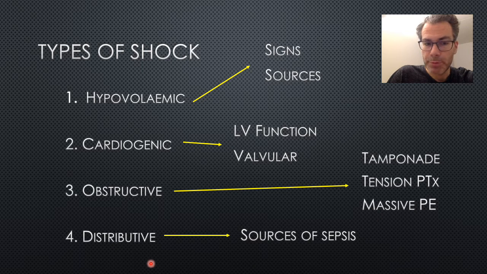In terms of distributive shock, there are two types of distributive shock, septic and anaphylactic. Neither of these can really be identified by point of care ultrasound. However, you may identify sources of sepsis, so for example, pneumonia or cholecystitis.